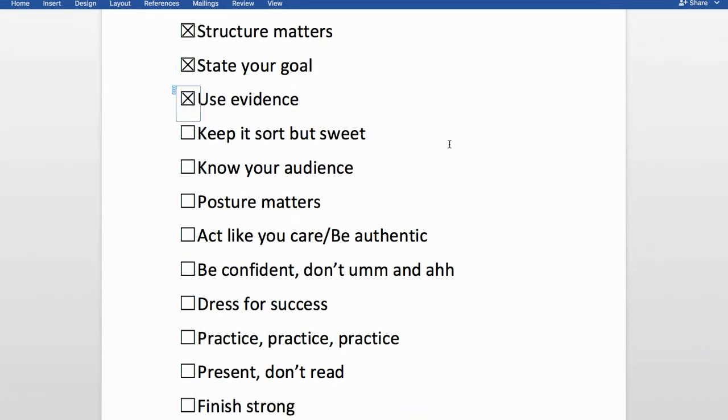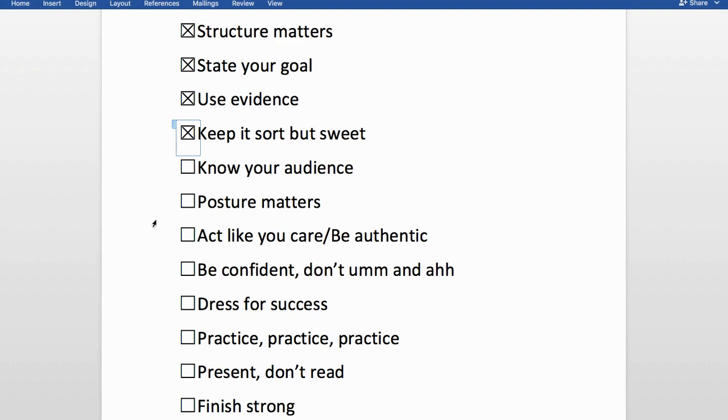Keep it short but sweet. My speech was 5 minutes long, so I purposely tried to keep it under the 5-minute mark so that people would get the idea of what I wanted to do without me having to go on too much or where they eventually tune me out. So it was short but sweet.